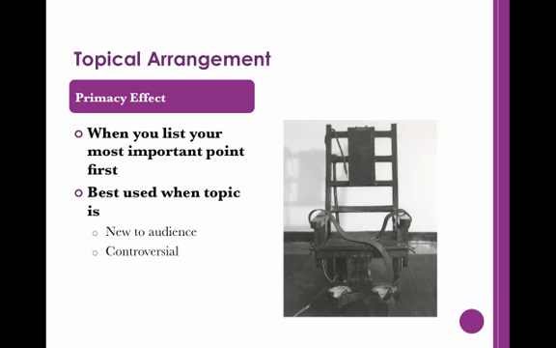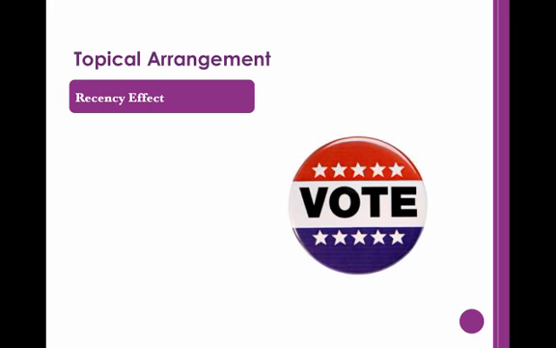For example, you might give a speech on the death penalty. Since you know there will be people in the audience who disagree with your stance, you should list your most persuasive point first. This will help them better adjust to listening to your other arguments, instead of shutting you out because they don't agree. The second topical pattern involves the recency effect.